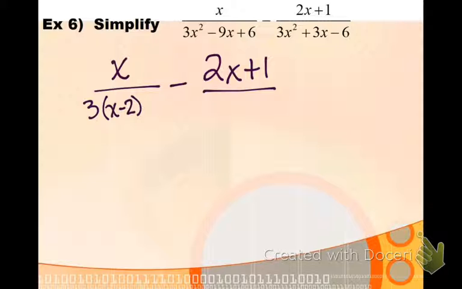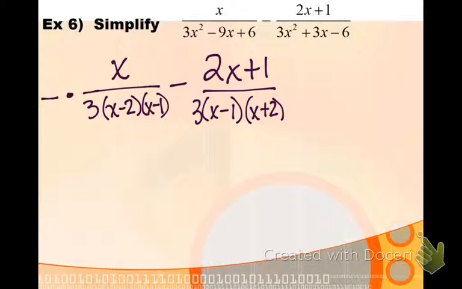3x minus 2, x minus 1. I would agree. Did we all get that for our first denominator? Yes. Good. What about our second one? 3x minus 1x plus 2. X minus 1, x plus 2. Good. Did we get that one for our second denominator? Yes. Okay.